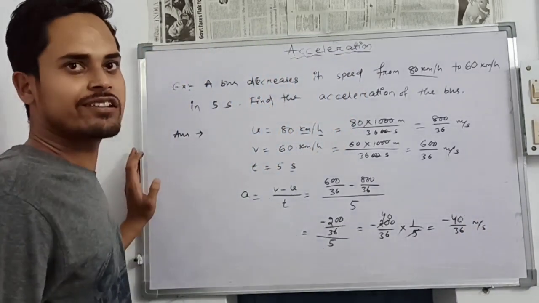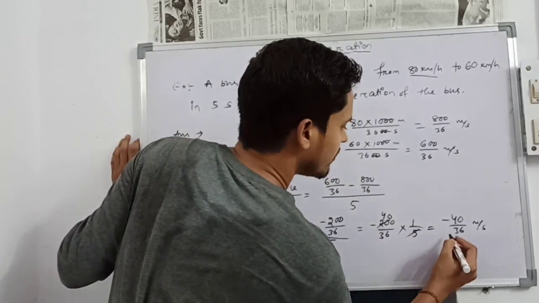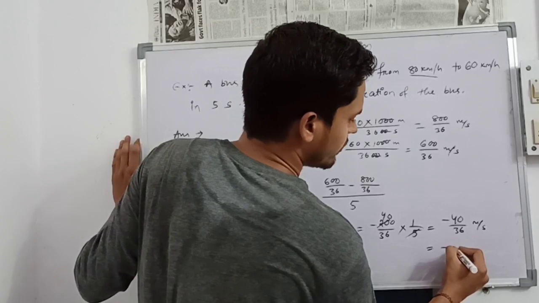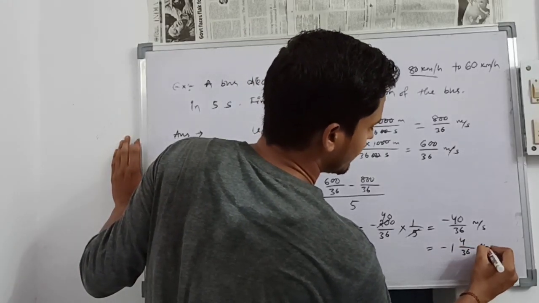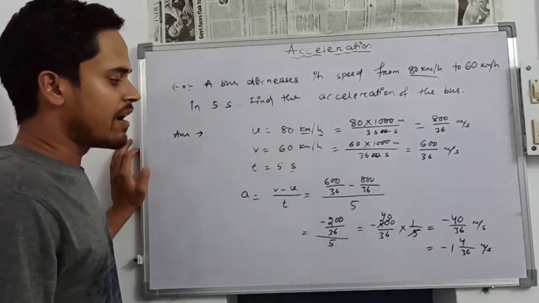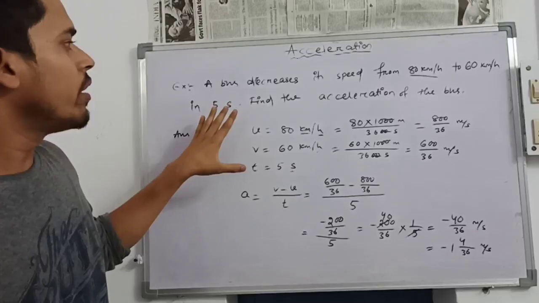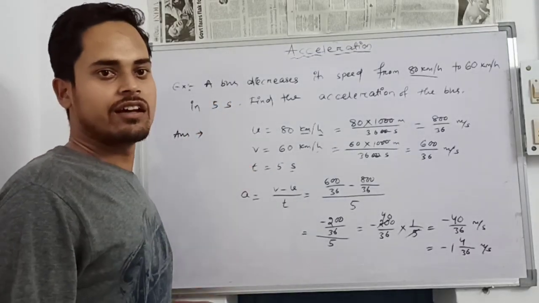You can convert into decimal or mixed number. Getting? So if you convert into mixed number, then it will be minus 1 whole 4 by 36 meter per second. Getting? And as you are getting a minus sign or negative sign here, this is an example of negative acceleration, or otherwise called deceleration. Clear? Okay.